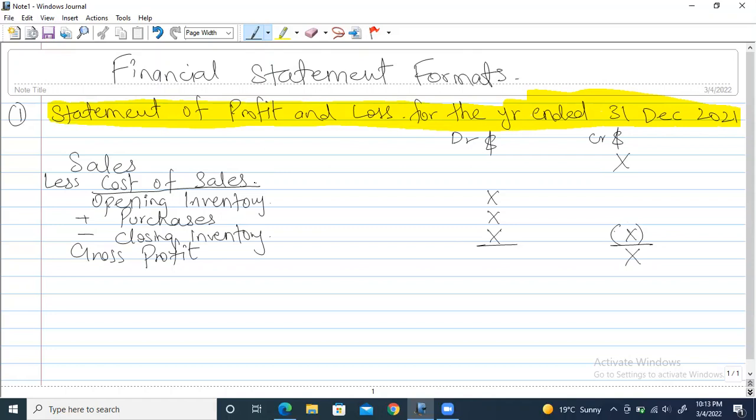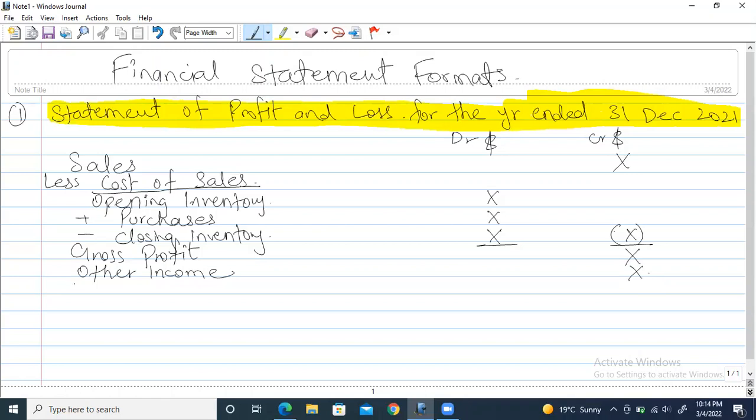Okay. Now after that, we write any other income that we have, right? Any other income will be written on this side. Basically, it will be added to the gross profit. So other income can include any kind of rent you have received, any kind of bank interest you have received, any kind of dividends you may have received, right? So other income consists of all these things.